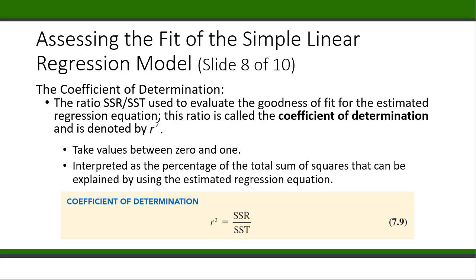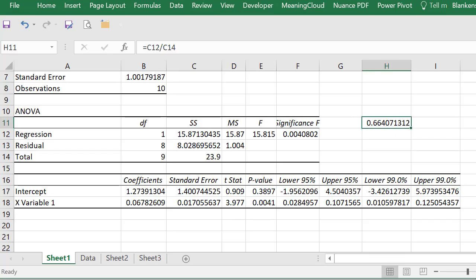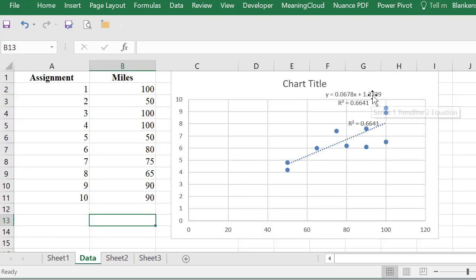And what that is saying then is that 66.4% of the total sum of squares can be explained by using the estimated regression equation. That is, y hat is equal to 1.2739 plus 0.0678 times x1, or this line here. That's where I'm getting those numbers from. So that also means that 1 minus that value of R squared is what can't be explained.